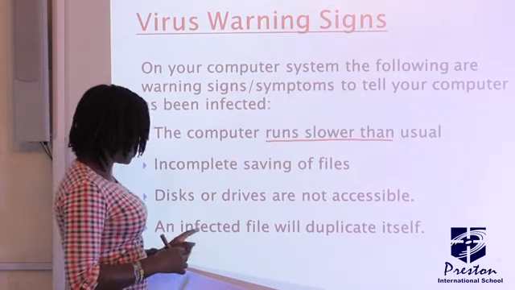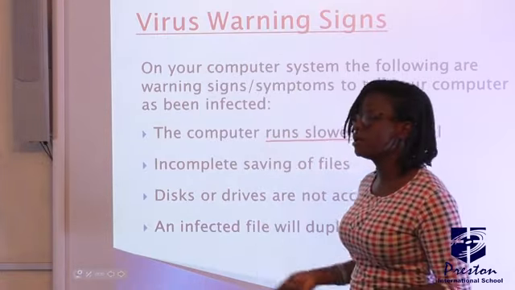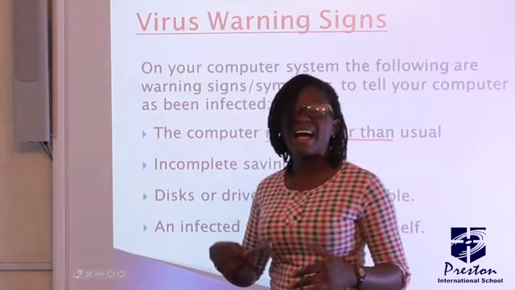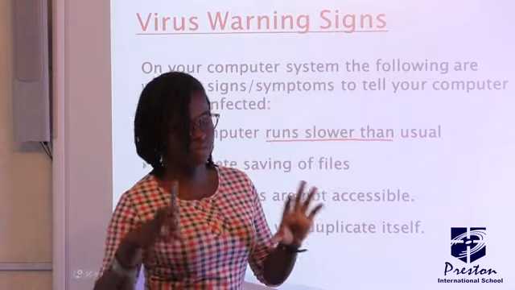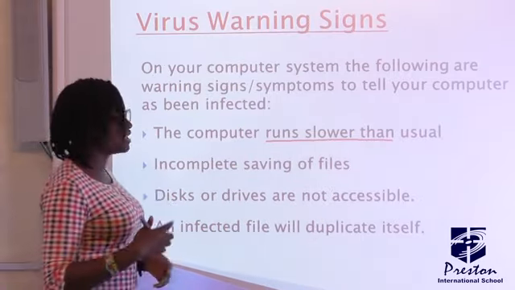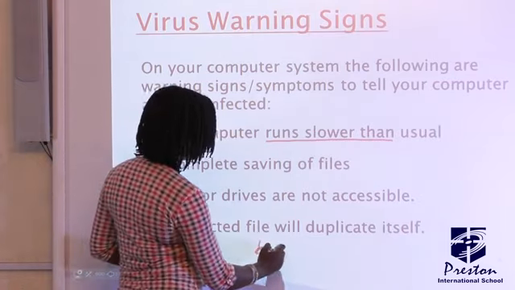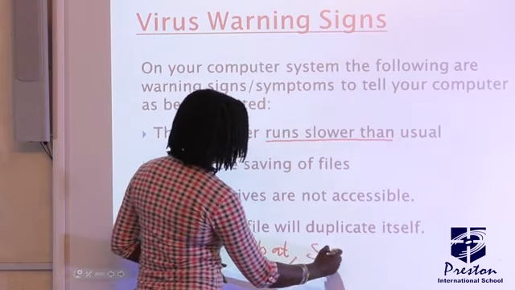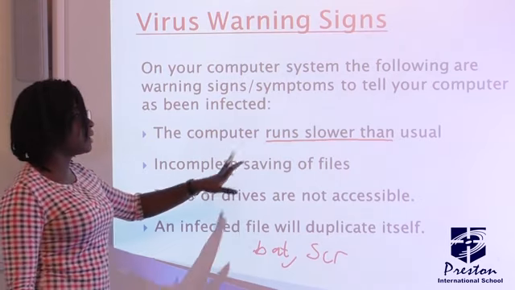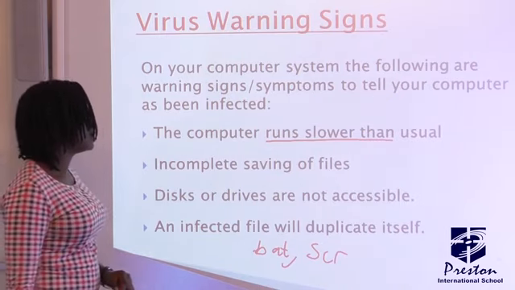The next one is that infected files will duplicate themselves. This happens a lot in your mail and on your system, when you have Word documents that have been infected by a virus, they begin to duplicate themselves. Especially in mail, you begin to see some mails with extensions like .bat, .scr and so on. So when you see all these symptoms, there are so many other symptoms which we are going to discuss in the Google Classroom, know that there is a virus on your device.